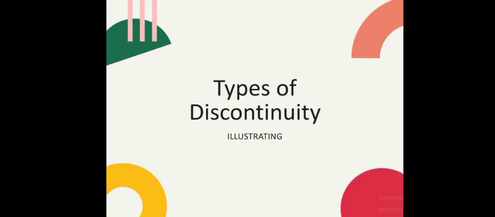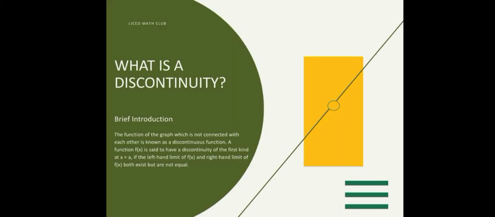Today we are going to discuss types of discontinuity and how to illustrate them. First, what is a discontinuity? For a brief introduction, a function whose graph is not connected is known as a discontinuous function or discontinuity. A function f of x is said to have a discontinuity of the first kind at x equals a if the left-hand limit of f of x and the right-hand limit of f of x both exist but are not equal.